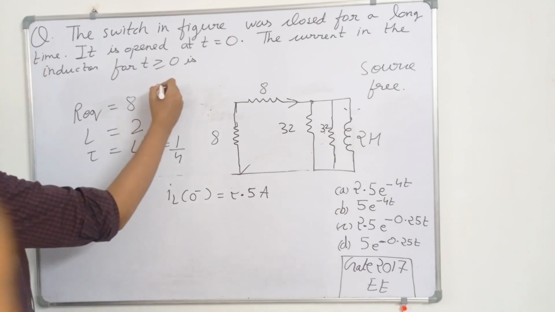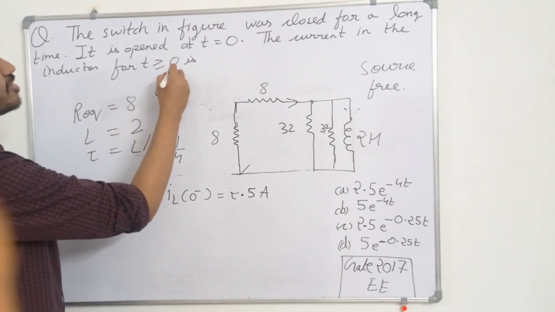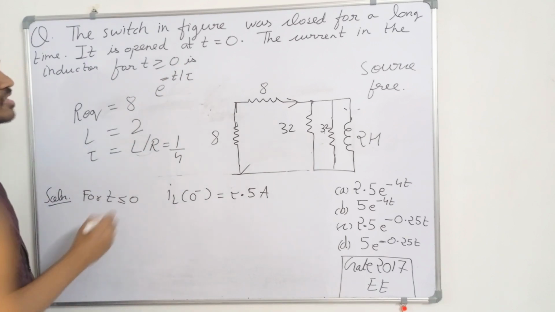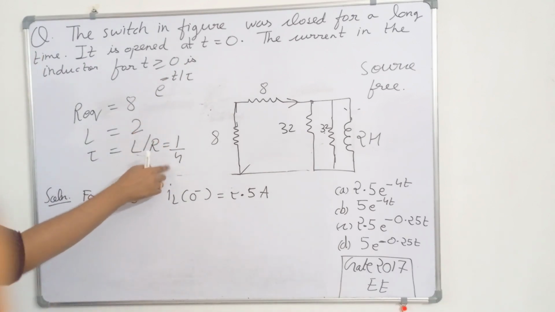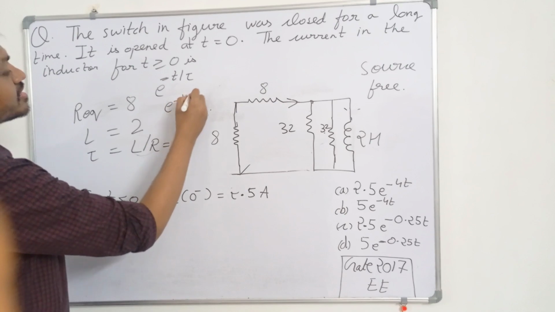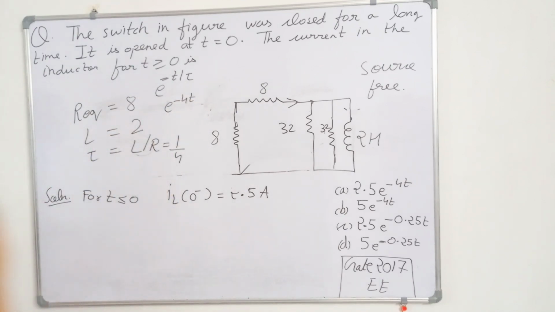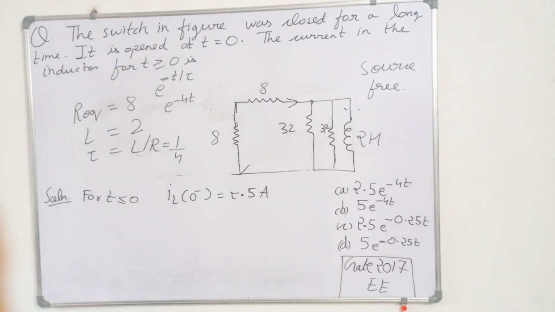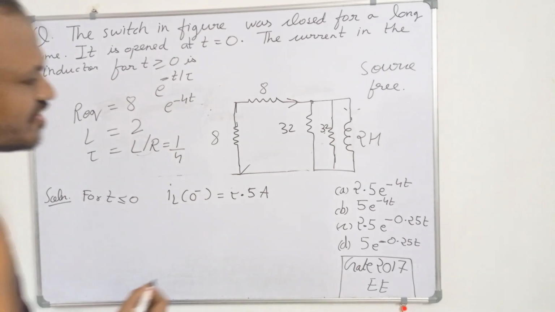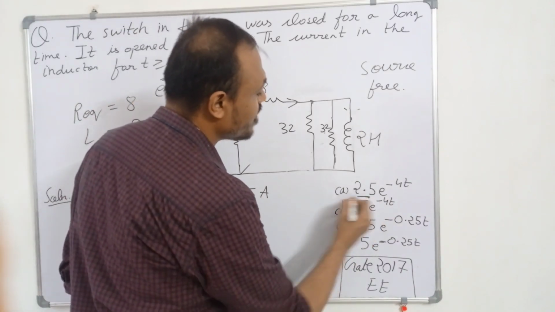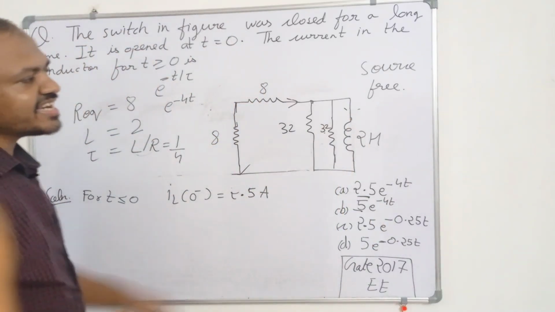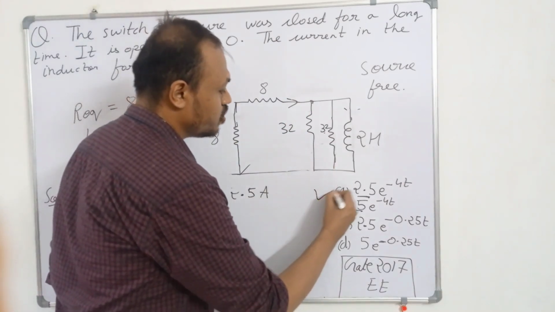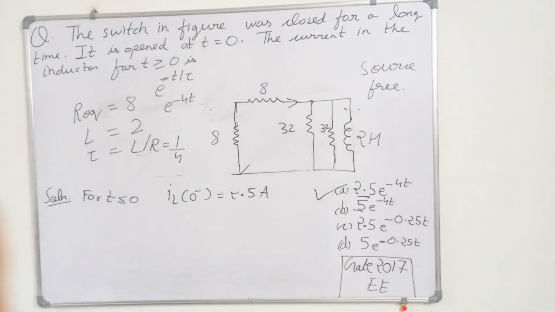If we write the expression for the exponential term, it will be e to the power minus t by tau. Tau is 1 by 4, so the exponential term should be e to the power minus 4t. You can see that only in A and B the exponential term is e to the power minus 4t. The initial value is 5 in one and 2.5 in the other, but we have found the initial current is 2.5 ampere. So option A is the correct option.